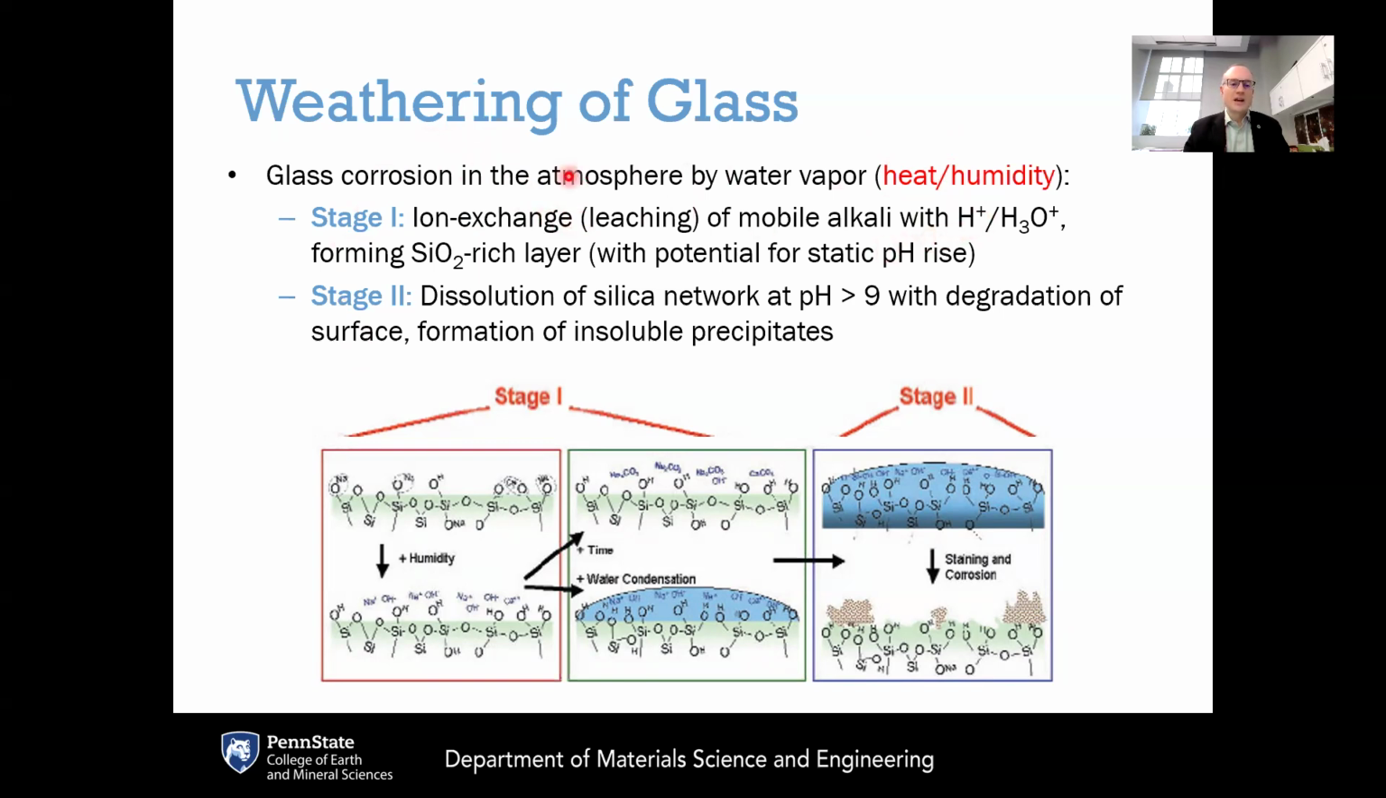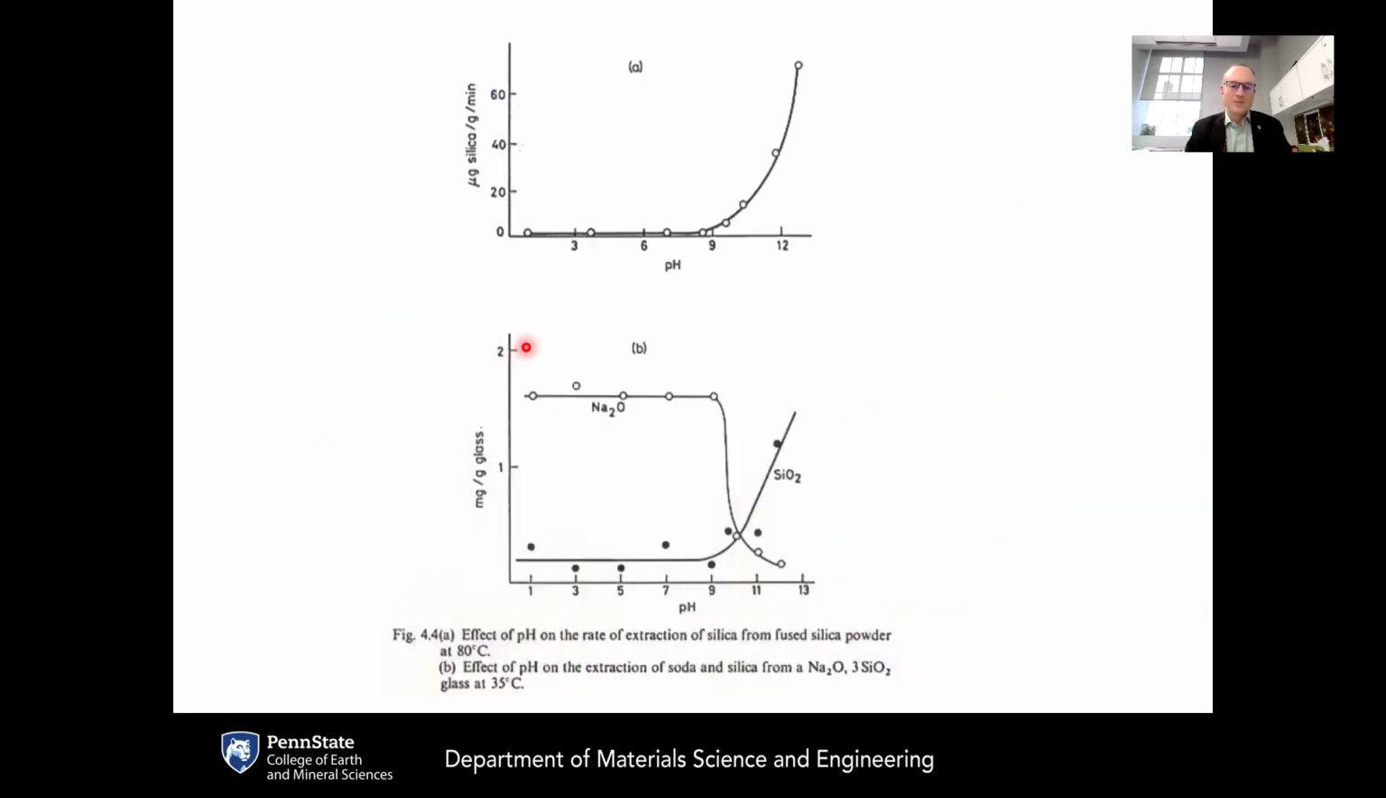This forms an SiO2 rich layer at the surface, with potential for an increase of the pH under static conditions. This stage one leaching attack is followed by a stage two attack, which is etching or dissolution of the silicon network. And this tends to come into play at pH values greater than about 9. This leads to degradation of the surface itself and formation of insoluble precipitates.